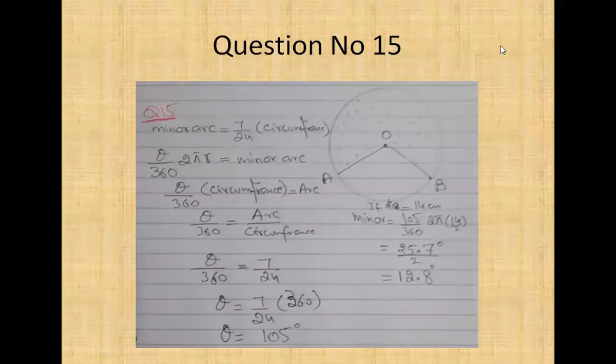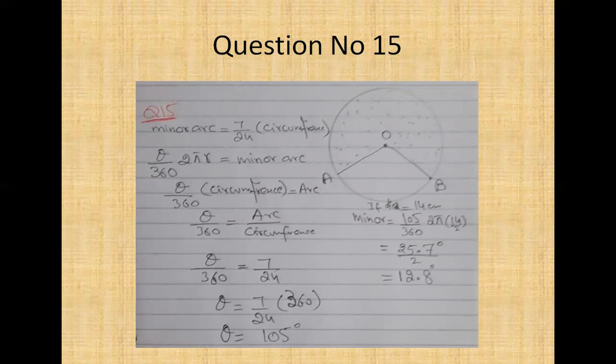So the minor arc is 7 by 24 of the circumference. And you know the formula for the minor arc is theta by 360 times 2 pi r equals the minor arc. So theta divided by 360 times the circumference, that 2 pi r means circumference, is equal to the arc. Take the circumference to the other side, so you will have theta by 360 equals arc divided by the circumference. So theta by 360 equals 7 by 24, cross multiply. So theta is equal to 7 by 24 times 360, and it will give you 105.